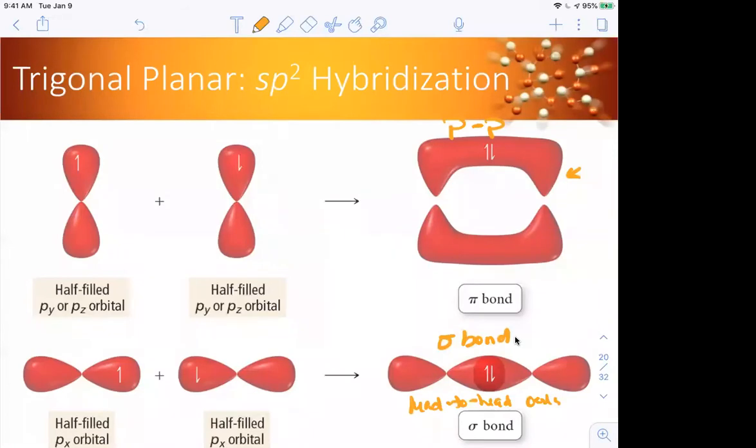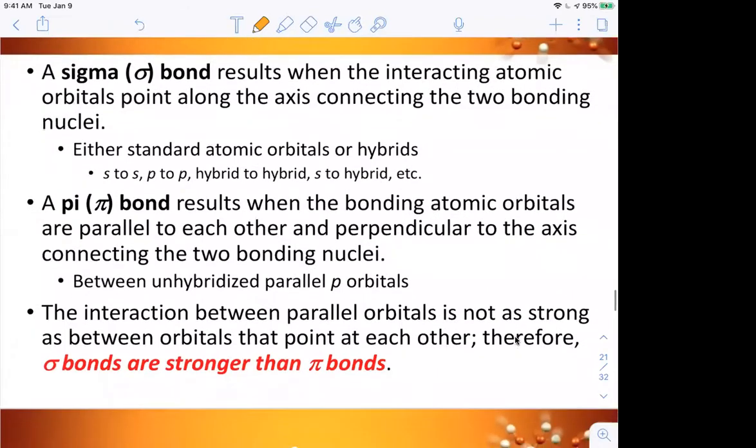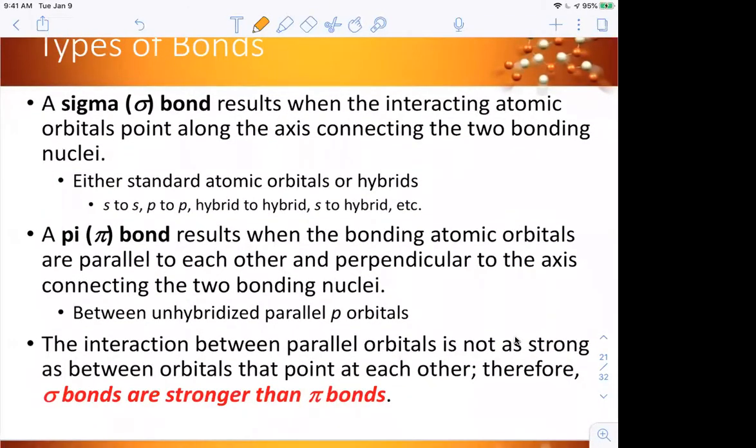This is going to be the double or the triple bond. I always have a sigma bond, and then if I have a double bond, I'll have a sigma and a pi. And if I have a triple bond, I have 1 sigma and 2 pi sidewise overlaps of those unhybridized p orbitals. So my sigma bond results when the interacting atomic orbitals point along the axis connecting the 2 bonding nuclei. And my pi bond results when the bonding atomic orbitals are parallel to each other and perpendicular to the axis that connects the 2 bonding nuclei. That is a side-to-side overlap. These side-to-side parallel orbitals are not as strong. So one thing we know is that sigma bonds are stronger than pi bonds.